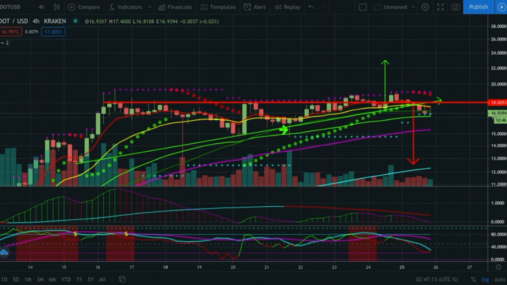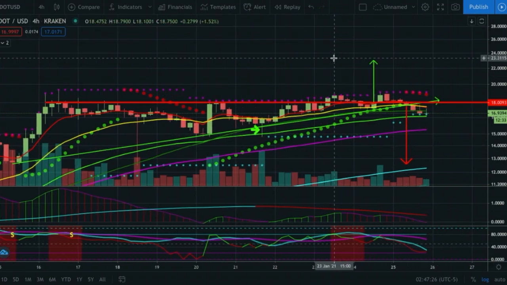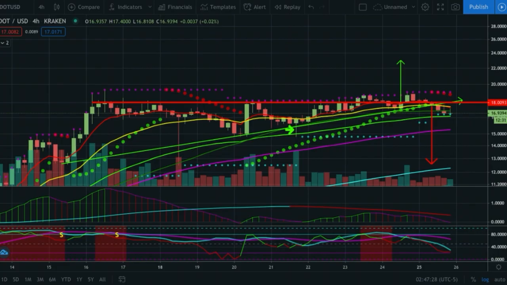But I like to position myself ahead of time for these moves, not like FOMO into them. Because if you did what Ethereum did or what DOT did right here, you bought the top and then you got wrecked off of it. That's the worst place to do. You need to anticipate and see the charts and see what's going to happen ahead of time, get into position.